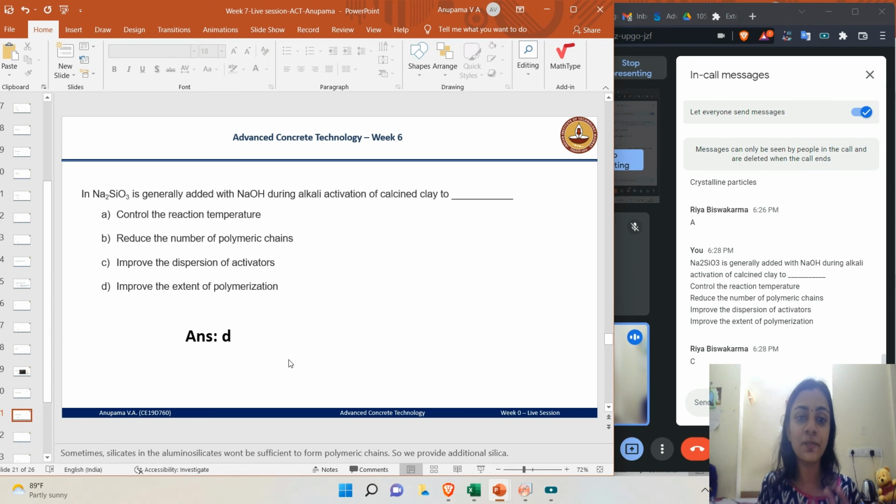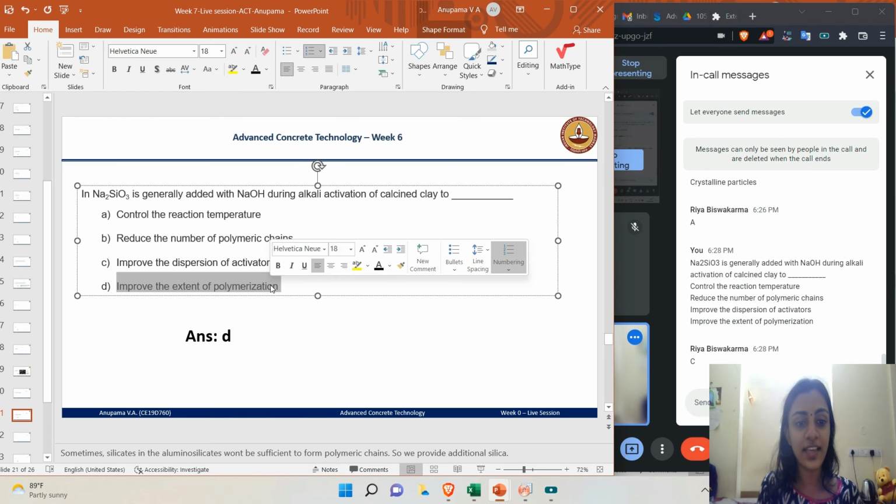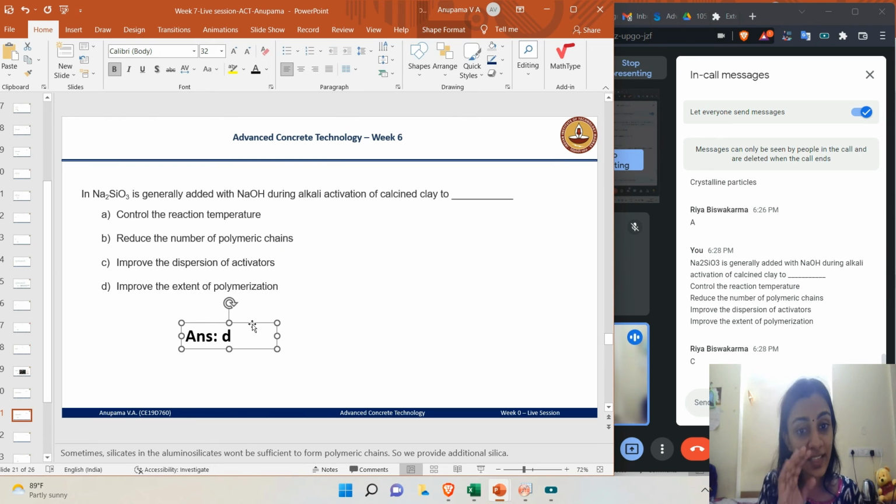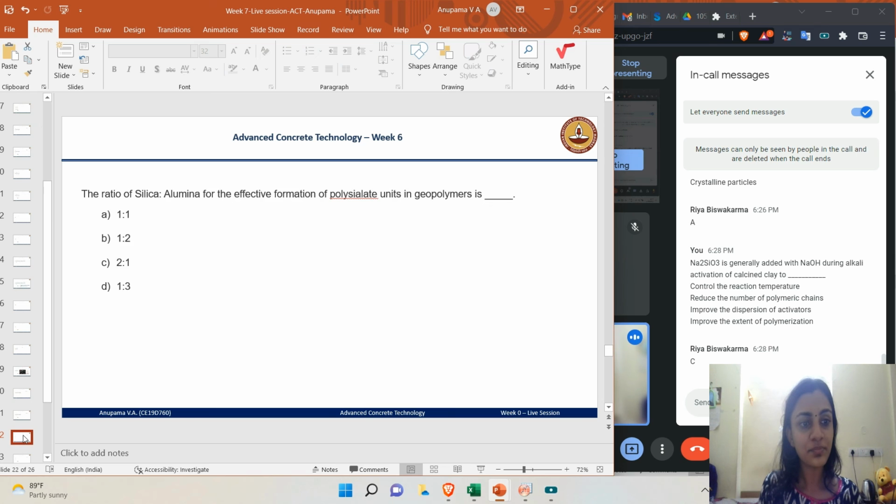What happens if there is a reaction? Reaction is basically polymerization, right? Geopolymerization. So, in the alkali activation of calcined clay, that is aluminosilicates, if there are not enough silicates, then we provide additional silicates in the form of sodium silicate to improve the extent of polymerization. This is in the case when the calcined clay doesn't have sufficient silicate to form the polymeric chains. In that case, we provide the additional silica in the form of sodium silicate. Okay, moving on to the next question.